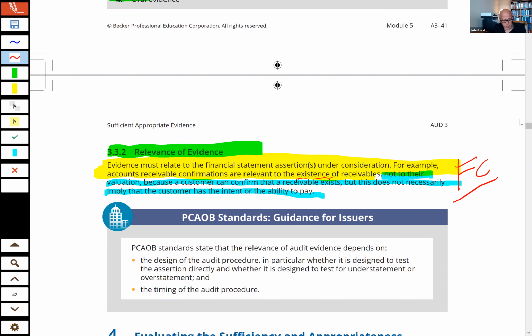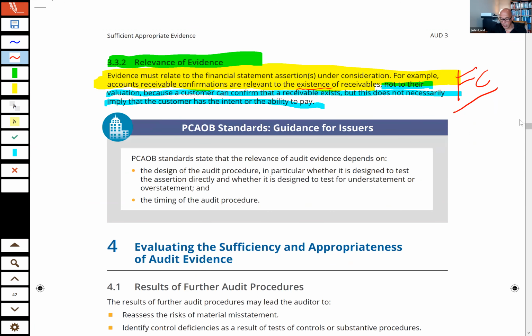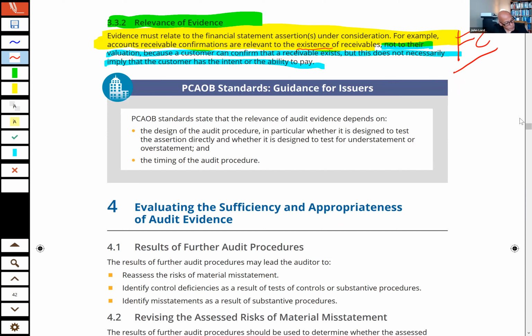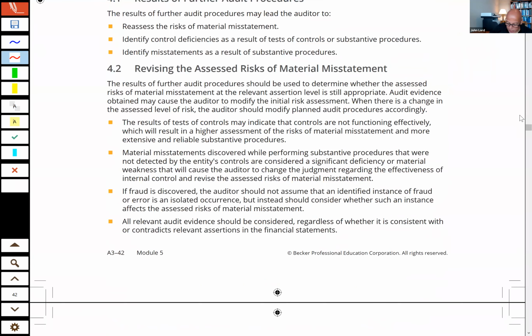Okay, just flashcard that specific example, because I think there are a lot of questions that try to confuse that, and it's easy to get confused because you're saying, well, if the confirmation says the amount, that's valuation. Now we're going to have to do something on collectability, right? Okay, good.